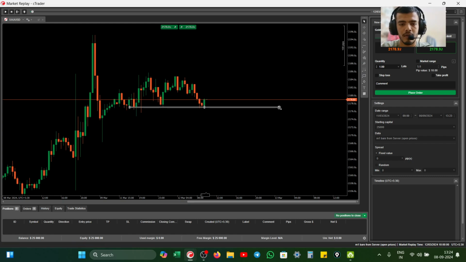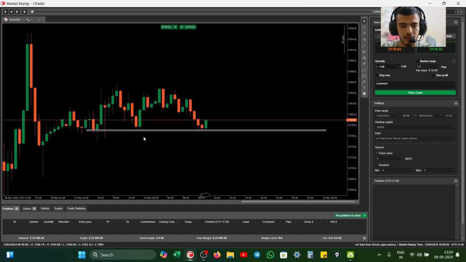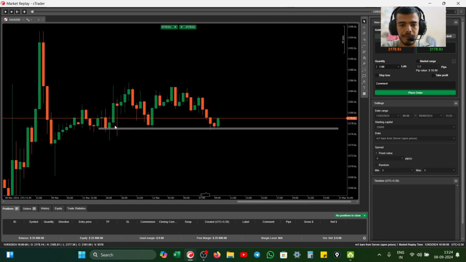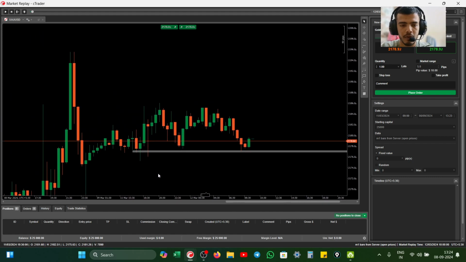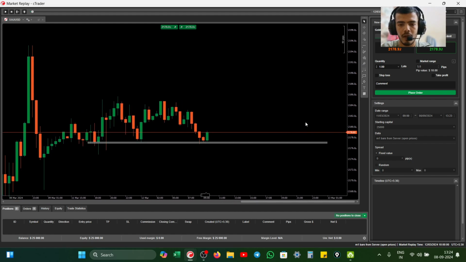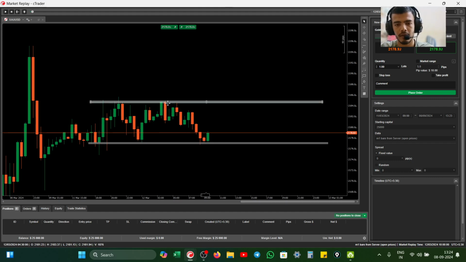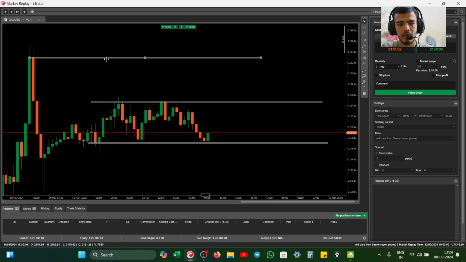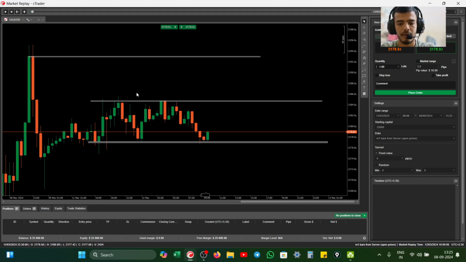So this is what we have seen. This is what we call support. Support is formed when a bullish candle forms after a bearish candle. This is the way a support is formed. So this is the support we got, and the resistance we got here is this one. This is the resistance. The next resistance is here.